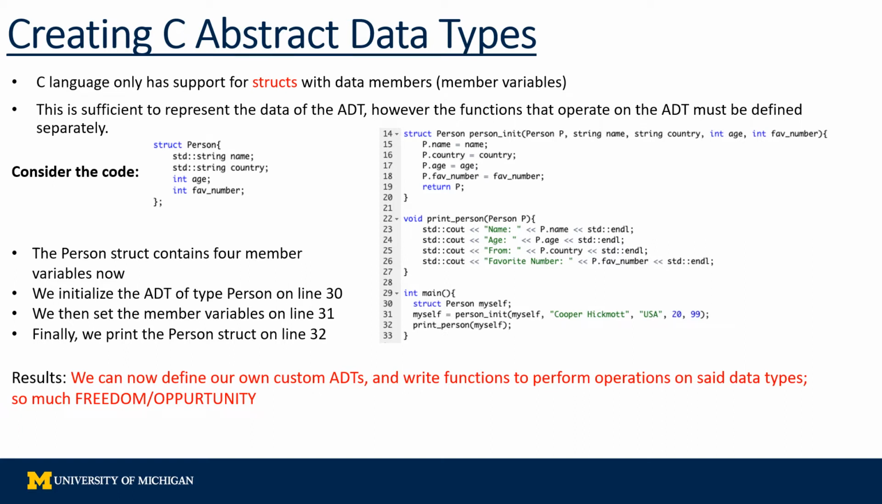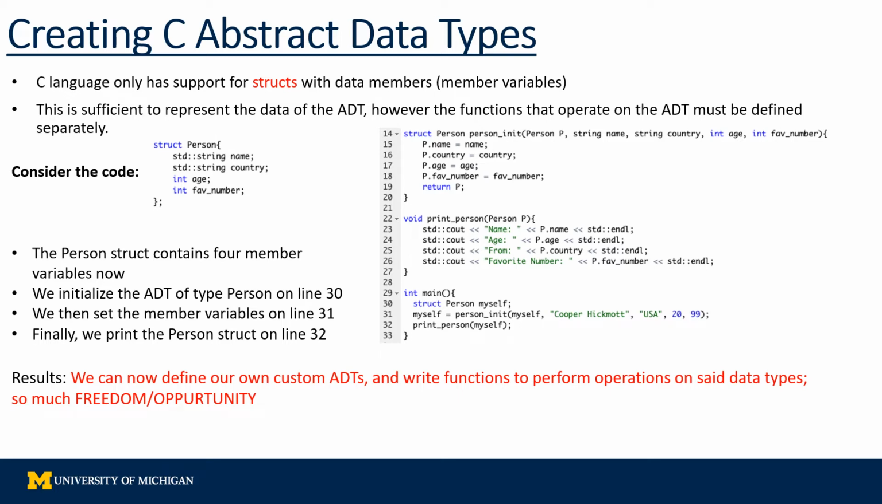On the right side of the screen, we can see that the person init function will return a struct person, so it's going to return a struct object of type person, and then some of its inputs are a person object p, string name, string country, the integer age, and the integer favorite number. And all this function is going to do is set those values to p.